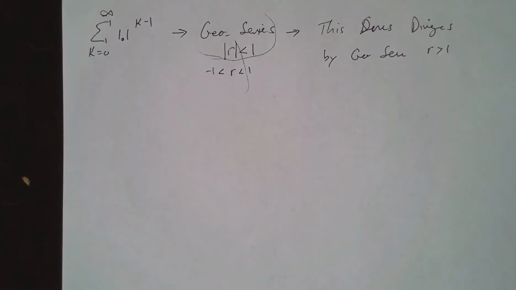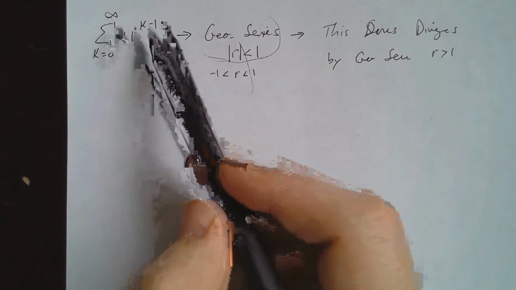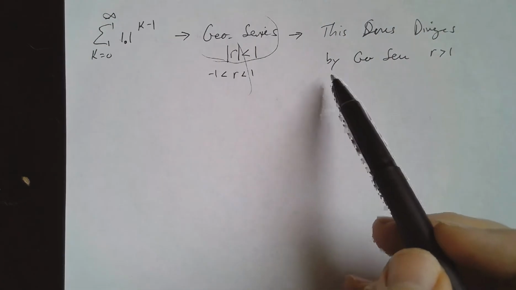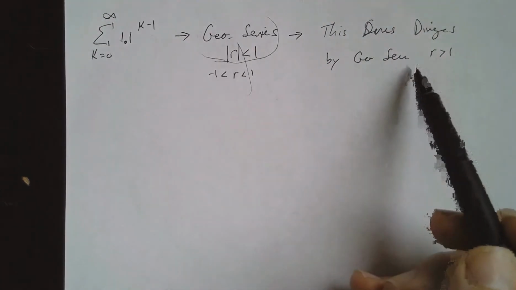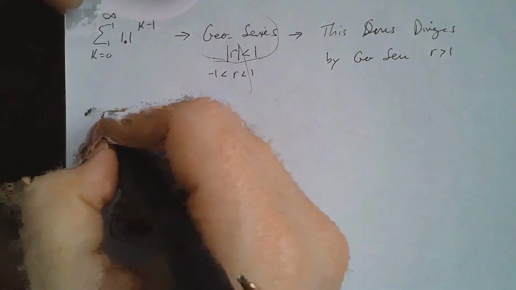Now it's important for us when we're doing these problems to clarify or at least identify what we're actually saying. I'm going to say, again, very clearly, this series diverges. This particular series that we're talking about diverges. And why does it diverge? Because it is a geometric series and the r value happens to be greater than 1. Let's look at the next example.